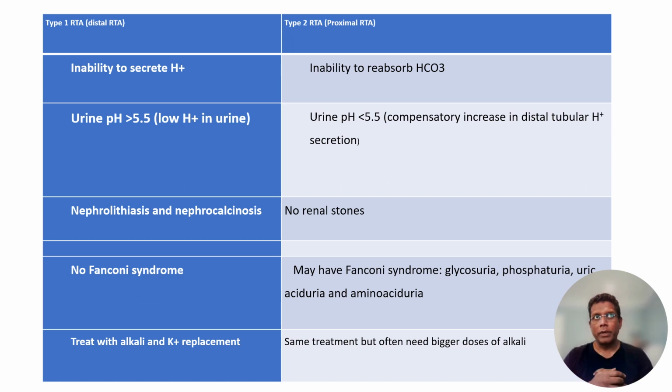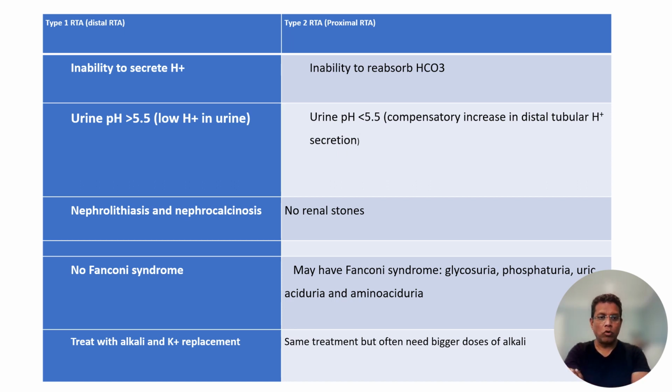Now you can argue with me and say, okay, but in proximal RTA, if you're unable to reabsorb bicarb, so your urine is full of bicarbonate, shouldn't that make your urine alkaline? And that's a great question. The answer is yes. Initially, the extra bicarb will make the urine alkaline, but the body will quickly pump out a lot of hydrogen from the distal tubules, and so the overall urine pH becomes low. If you look for bicarb, yes, they will have bicarb in the urine, but the urine pH will be low because of the extra hydrogen.